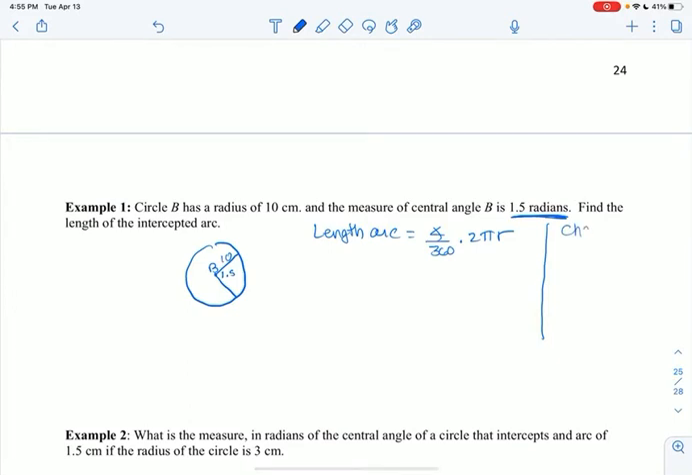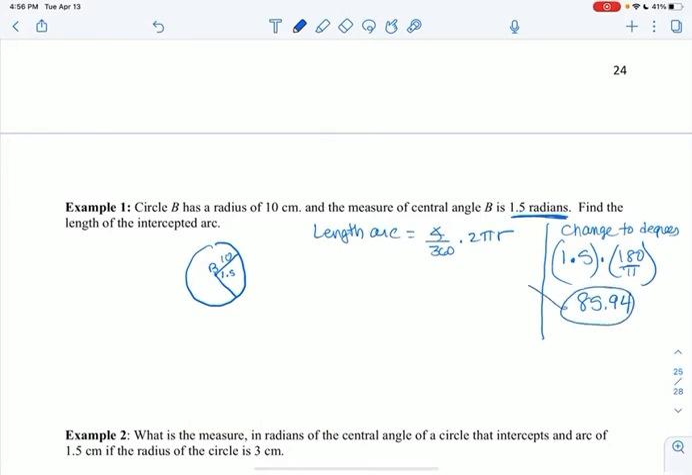I'm going to take my 1.5, which is in radians, and change it to degrees. So 1.5 times 180 over pi. I'm just going to do that in my calculator. 1.5 times 180 over pi gives me 85.94 degrees. Great, now I got the degrees.